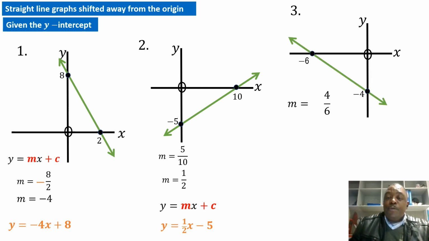Here's another one. Again, rise of 4 units. Again, be careful. Don't put negatives where there's none. Okay, it's 4 units over 6 units. But it's a negative gradient graph. It's a decreasing function, so we'd have a negative gradient. Simplified, negative 2 over 3. And then write your equation, because we've got the y-intercept. Y is negative 2 over 3x minus 4.